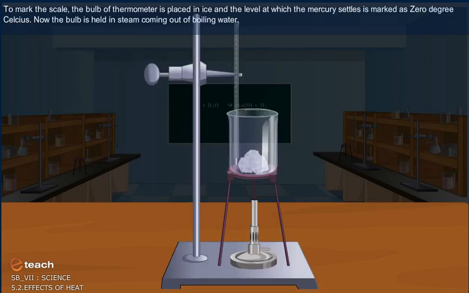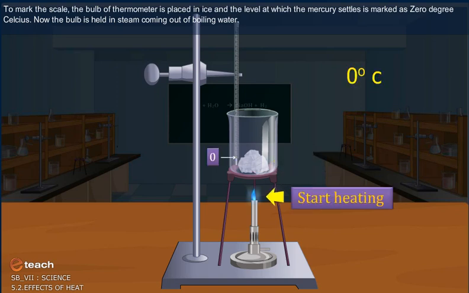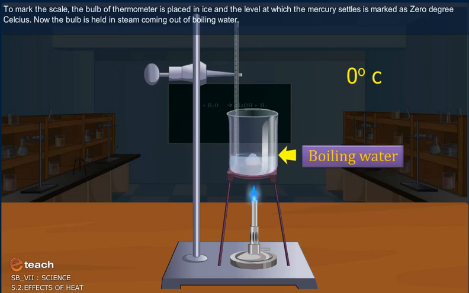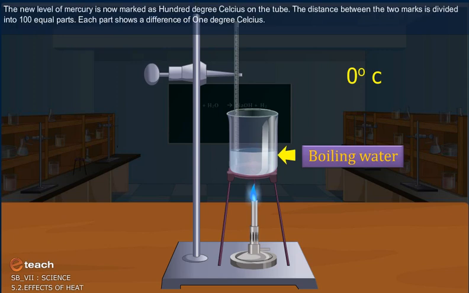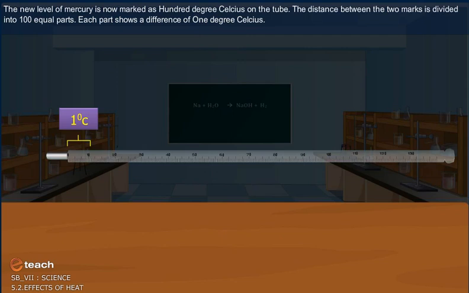To mark the scale, the bulb of the thermometer is placed in ice, and the level at which the mercury settles is marked as 0 degrees Celsius. Now the bulb is held in steam coming out of boiling water. The new level of mercury is marked as 100 degrees Celsius on the tube. The distance between the two marks is divided into 100 equal parts. Each part shows a difference of 1 degree Celsius.